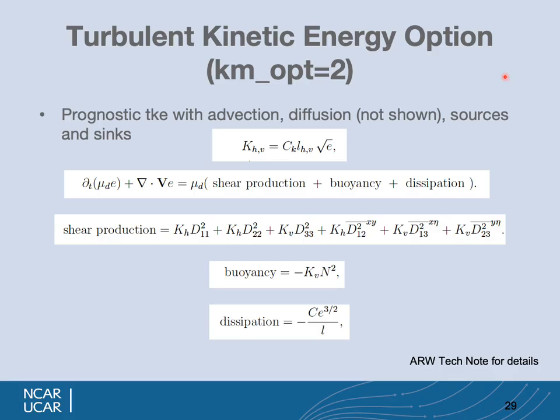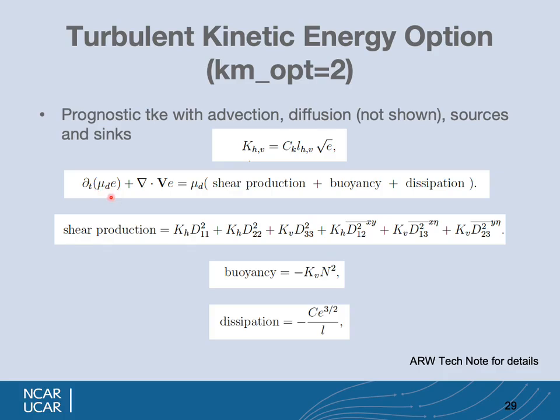This gives more detail on km_opt equals 2, which is the TKE option for running the LES. In this we get a prognostic TKE equation with advection diffusion, not shown, and sources and sinks. K, as I mentioned before, is computed from the square root of the TKE and a length scale and a constant coefficient. So the TKE equation generally looks like this.